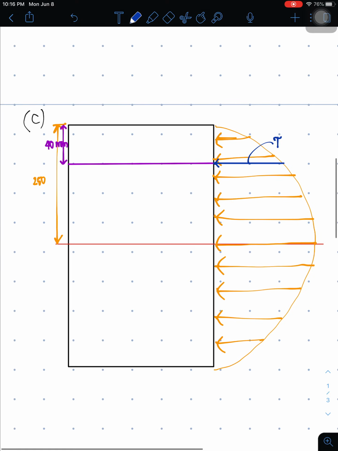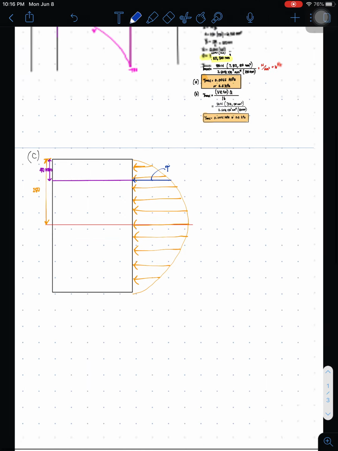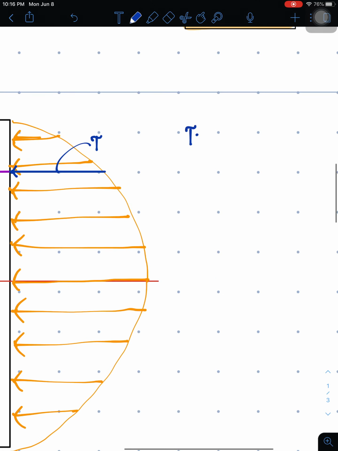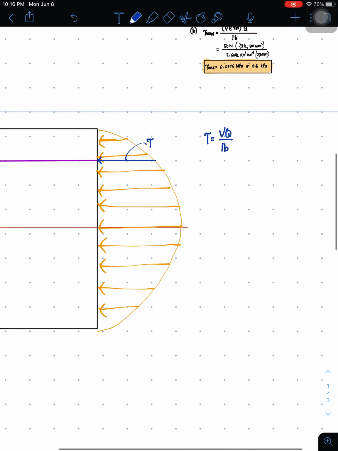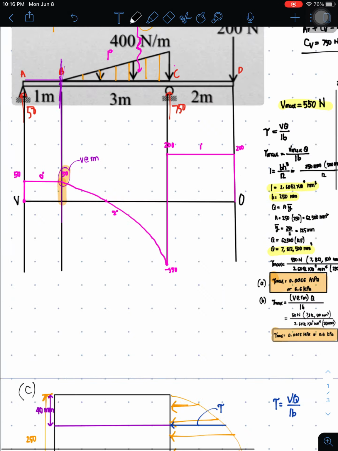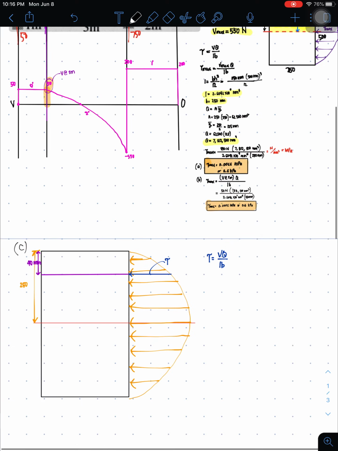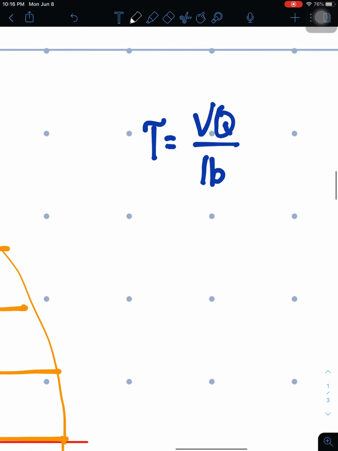So how do we solve this one? First is identify the force, or the formula. It should be VQ over IB. But remember that we have the V already because we're tasked to find the shear stress at the same point. So meaning same shear gihapon atong gamiton. So I'll have here V, and that's 50 newtons.